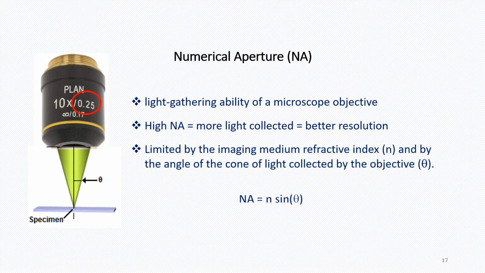As I mentioned earlier, the numerical aperture characterizes the range of angles over which the objective can accept or emit light. The light gathering capacity of an objective directly influences its ability to resolve fine specimen detail. NA is given by the simple expression n sine theta. n represents the refractive index of the medium between the objective front lens and the specimen, and theta is 1/2 of the angle of light collected by the objective.